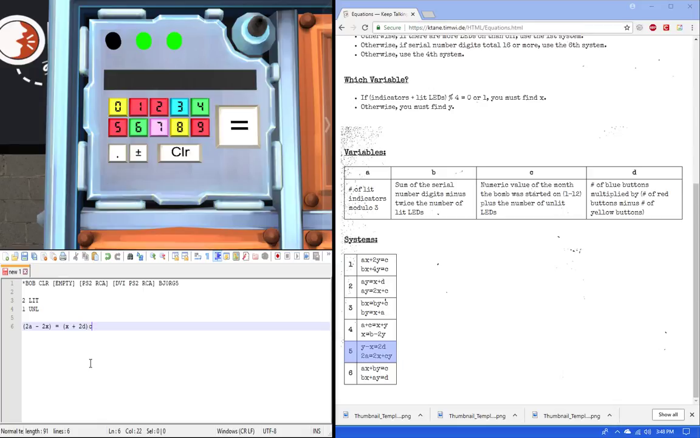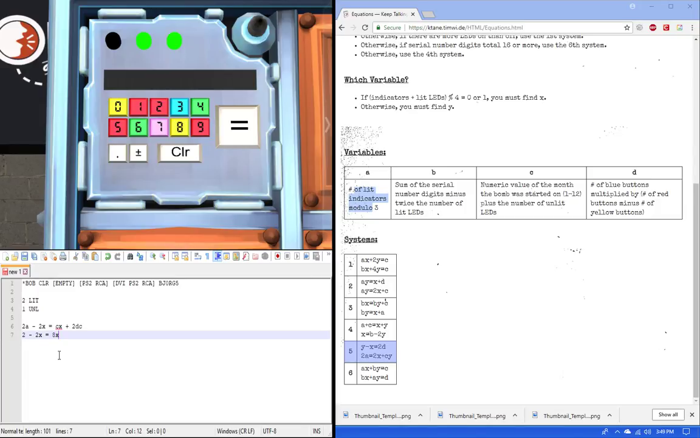And so when I do the multiplying, it's going to be cx and 2 times d times c. And that's going to be it. We can get rid of the parentheses here. So let's start getting our numbers here. So we have number of lit indicators. We have 1 module 3. 1 module 3 is 1. So 2 times 1 is 2. Minus 2x is going to equal, well, let's see, c. C is the numeric month of the bomb that was started. So that's 7 plus number of unlit. We have 1 unlit LED. So 7 plus 1 is 8.